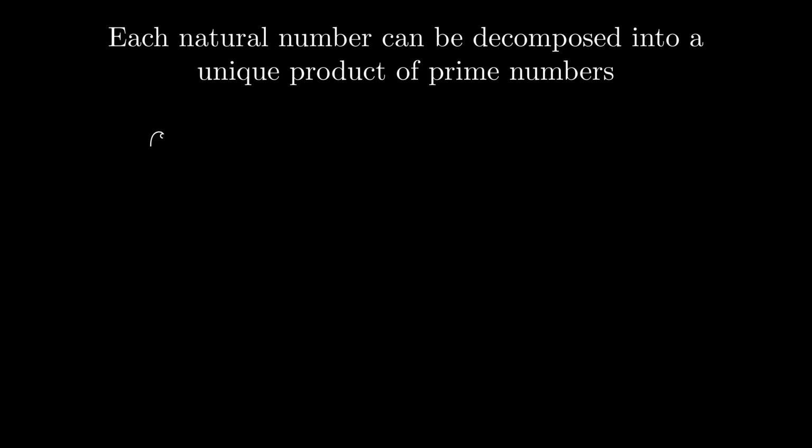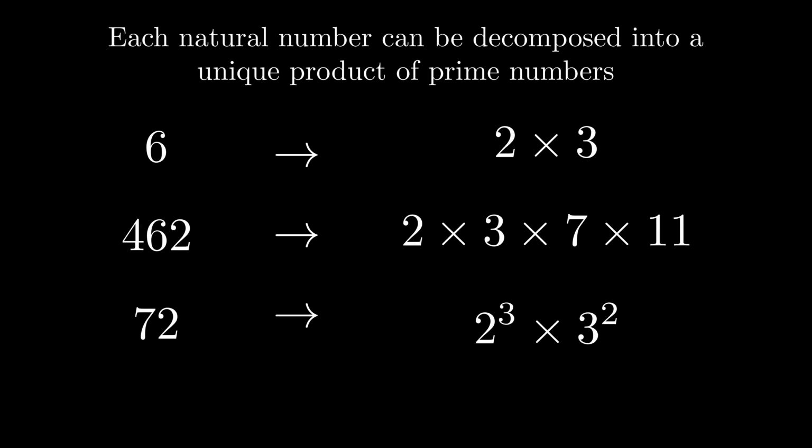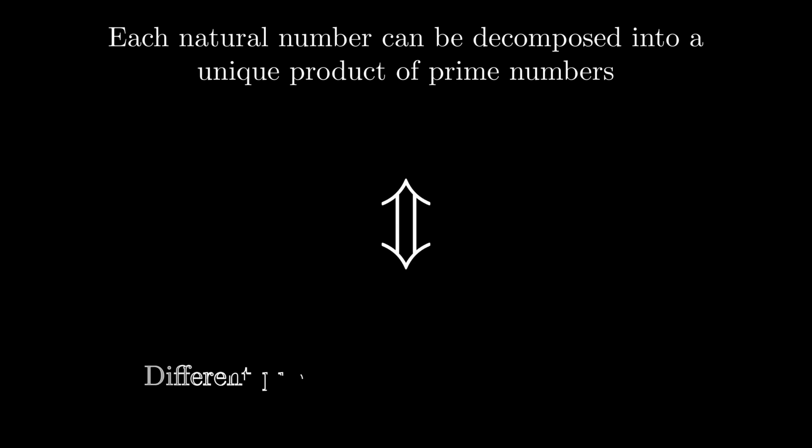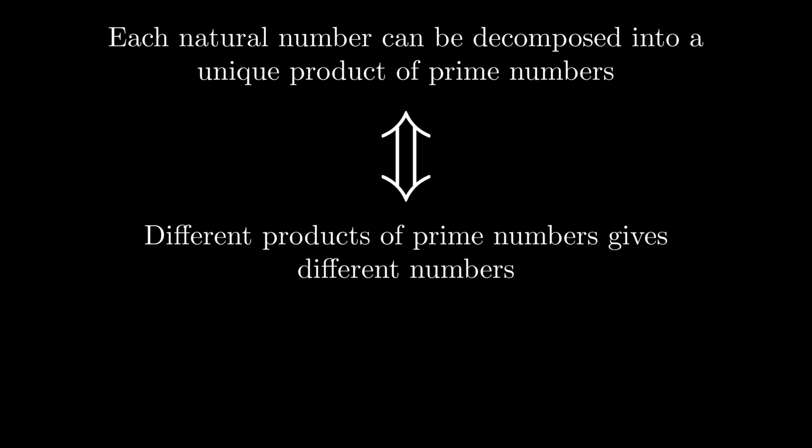A key fact that we'll use here is that each natural number can be decomposed into a unique product of prime numbers. Therefore, a different product of primes must give different numbers.